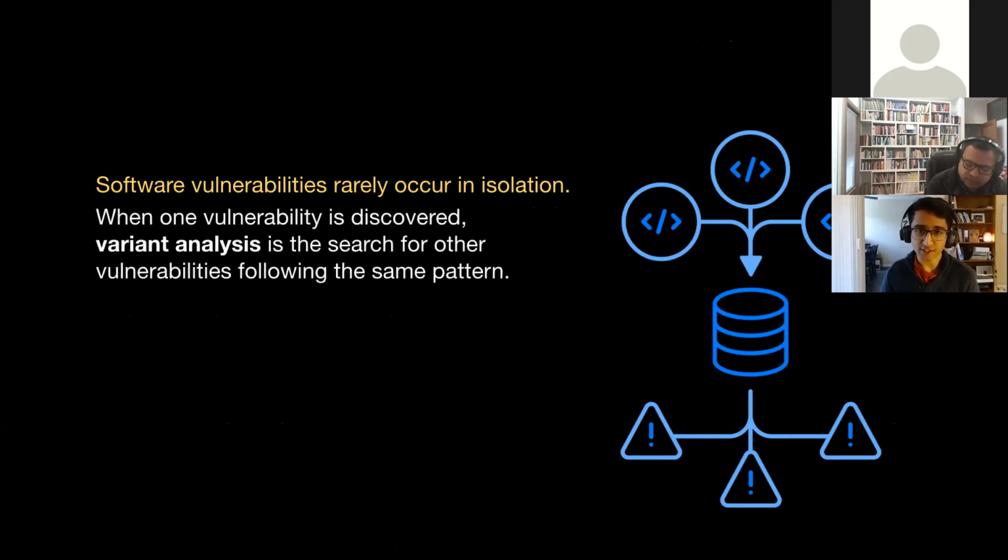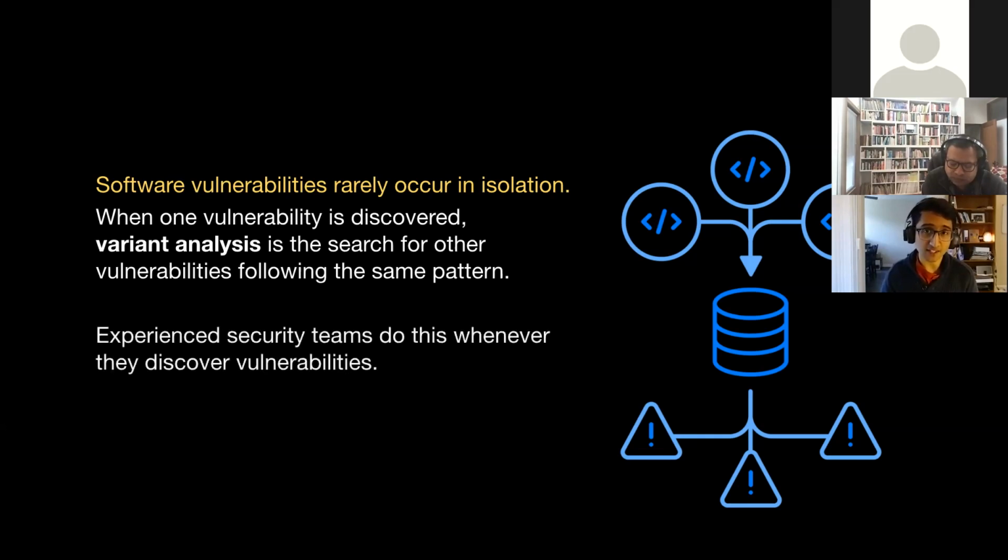And the process of discovering other vulnerabilities that follow the pattern of one that you've already found is what we call variant analysis. And this is a term used by experienced security teams at leading technology companies, among other places, as they do this process of discovery. Whenever they discover a seed vulnerability, it is important that they understand why it happened and also explore to see whether there are other vulnerabilities of the same nature.